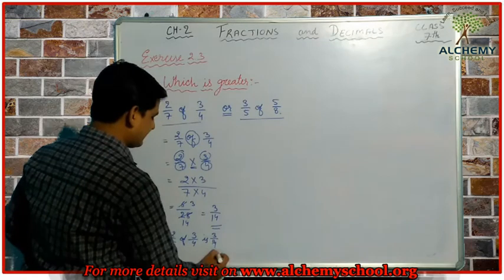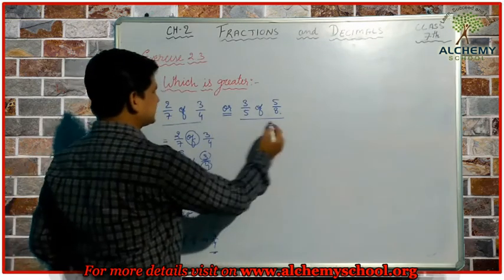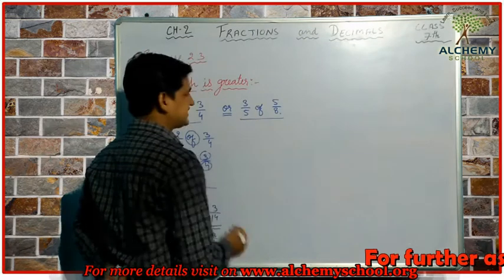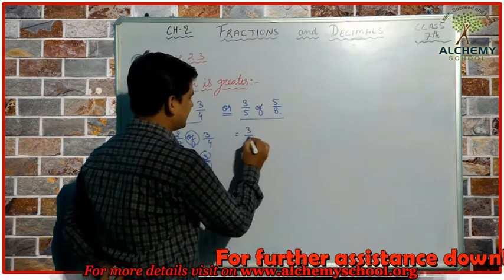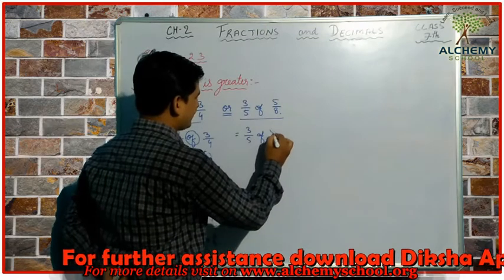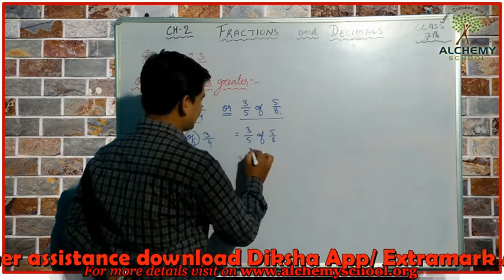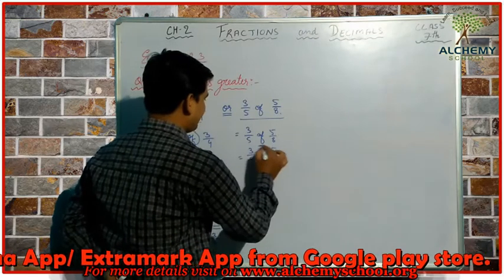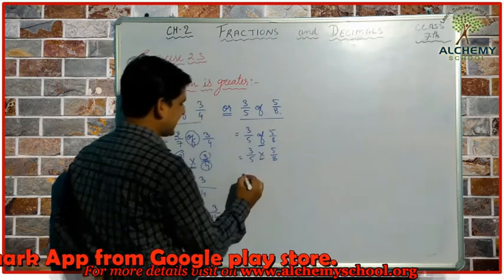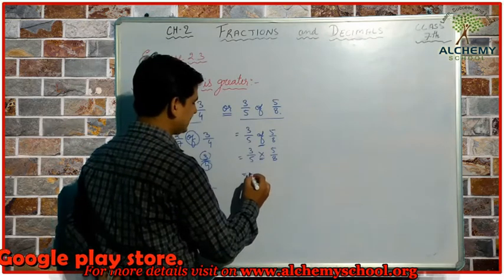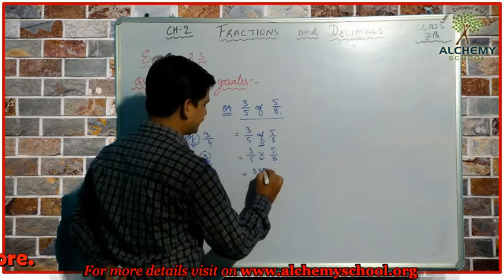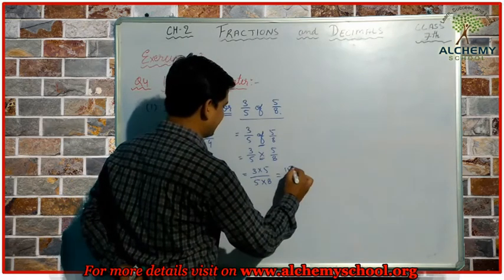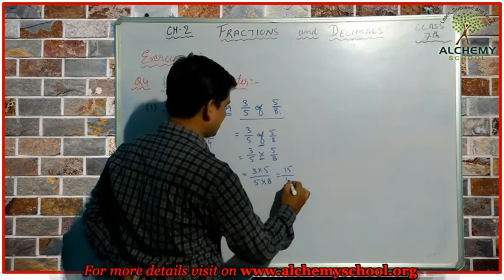Okay, the same way we can find the next value. What is 3 upon 5 of 5 upon 8? So let's see how we can find it. We can write 3 upon 5 of 5 upon 8 as 3 upon 5 into 5 upon 8. "Of" will be replaced by the sign of multiplication, and then we will multiply 3 into 5 and 5 into 8. We get here 5 3s are 15 and 8 5s are 40.